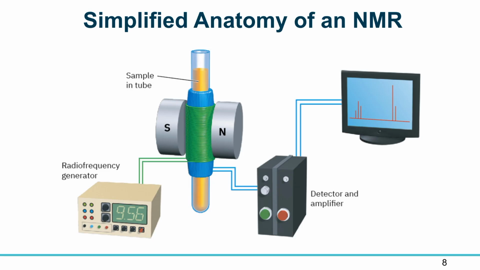In modern NMR instruments, a sample tube is placed in the presence of a strong magnet, as shown in the center of the image. A radio frequency generator, shown bottom left, is used to excite nuclei from the lower energy alpha state to the higher energy beta state with a broad pulse of radio frequencies. The detector and amplifier, shown bottom right, later detects the energy released upon relaxation to the lower energy alpha state and amplifies the signal, which is then passed on to the computer for processing.